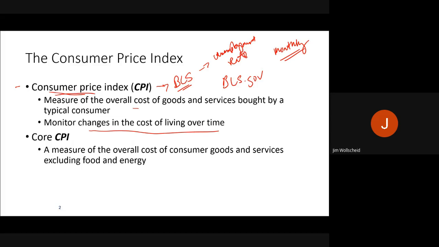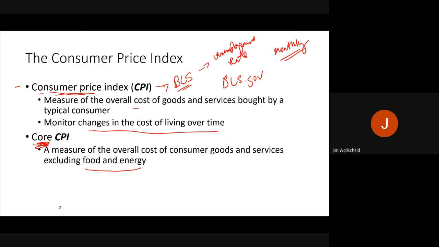What's been popular probably in the last 10 years is that they don't use the CPI. They use a part of the CPI called the core CPI. Now, what's the difference between the core CPI and the regular CPI? With the core CPI, they pull out food and energy.